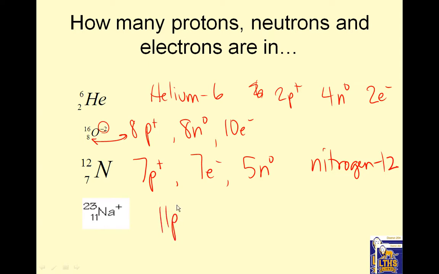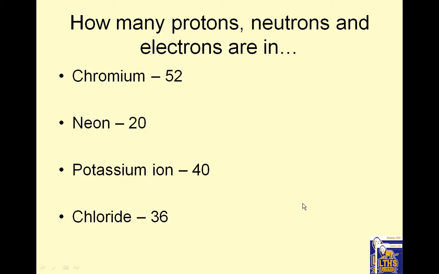Okay, this is 11 protons for this sodium ion. How do I know it's an ion? It has a charge. What kind? Cation. So that means 10 electrons, because there's one more proton than electron. You can tell because it's positive charge. 23 minus 11 is 12 neutrons. Okay, let's keep on going.